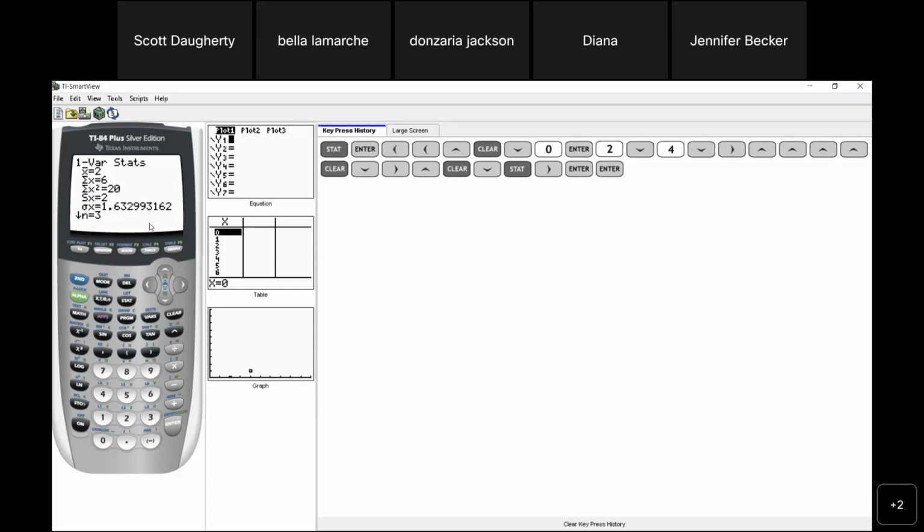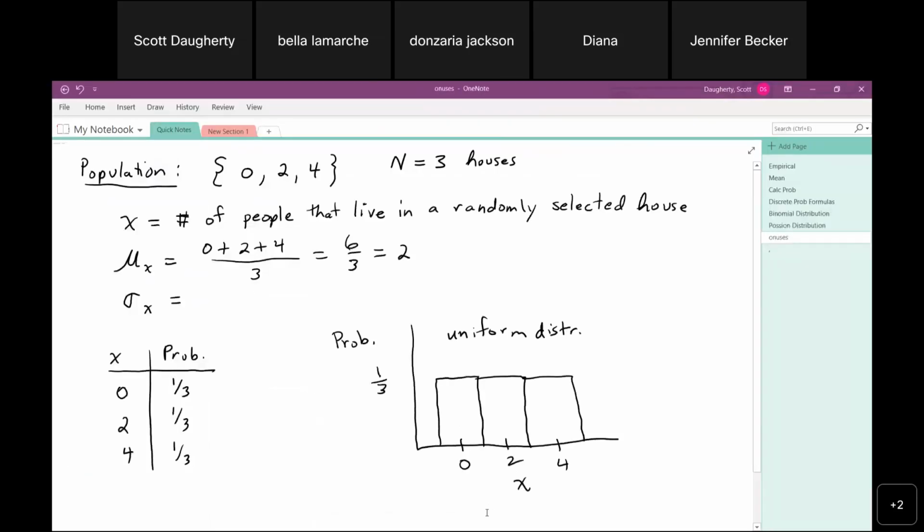The 1.63. And I'm just going to round it off to 1.63. So that's our standard deviation because it's coming from a population and not a sample. If it was coming from a sample, our standard deviation would be 2. But again, it's coming from a population. So let's go back. It's 1.63, roughly. Let me just write that. That's rounded off, so that means approximately 1.63.